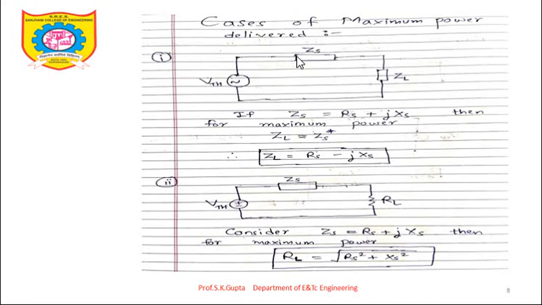We have to end our video with the cases of maximum power delivered. For maximum power delivered, in the first case, these two should be complex conjugates of each other, and in the second case, whenever the load is purely resistive, RL should be the magnitude of this Zs. Then only the maximum power will be delivered.